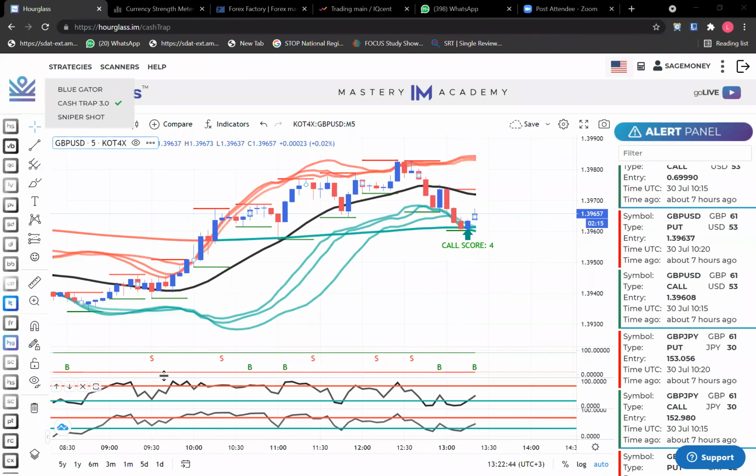Now, if you look here, this is your stochastic. There are two of them, 1 and 2. This first one is known as your stochastic, and this second one is known as your RSI.